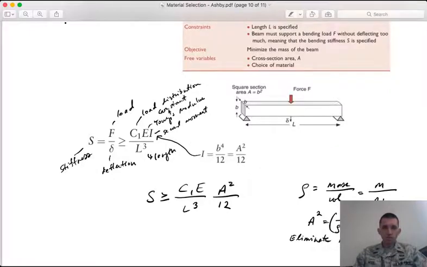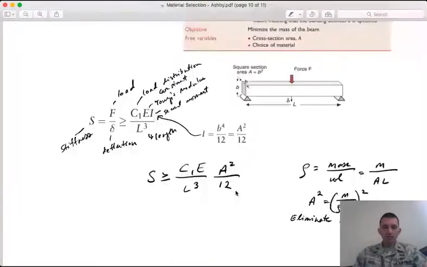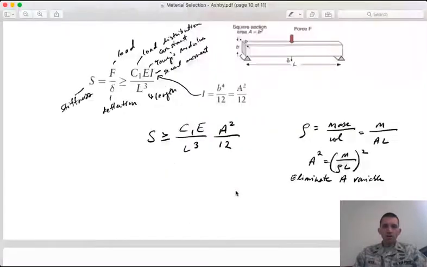C1, which is a load distribution constant depending on how the load is distributed throughout the beam. And then that's multiplied by Young's modulus. Here we have a material parameter popping up. The second moment, which is related to the geometry of the beam, the width and height, and then the length. So that's a fixed variable. So here we can kind of do some geometry. So stiffness is our constraint. So we have a stiffness that's got to be greater than or equal to this variable here.